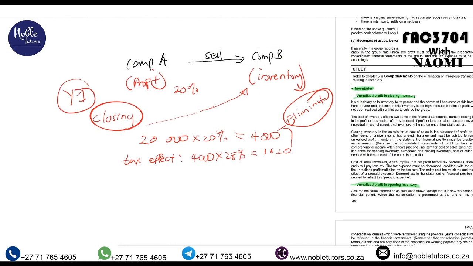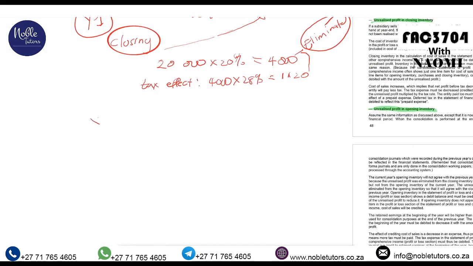I'm just going to explain what I was talking about. Now, in year two, at the beginning of year two, what I'll do is I'm going to reverse what I did. I'm going to reverse this. Okay. This is then reversed. All right. This is at the beginning of the year.